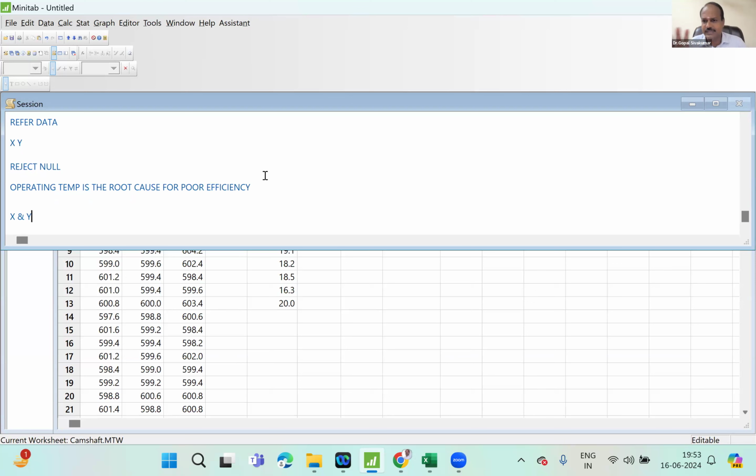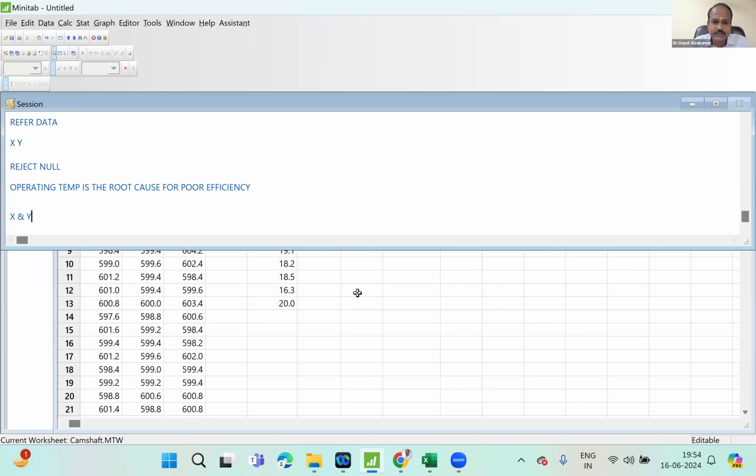And now what is the right change? You have to now change your operating temperature. Should you increase your operating temperature or should you decrease it? Can you maintain the same range or do you want to shift the operating temperature to a new range? This is going to be the solution, yes or no?